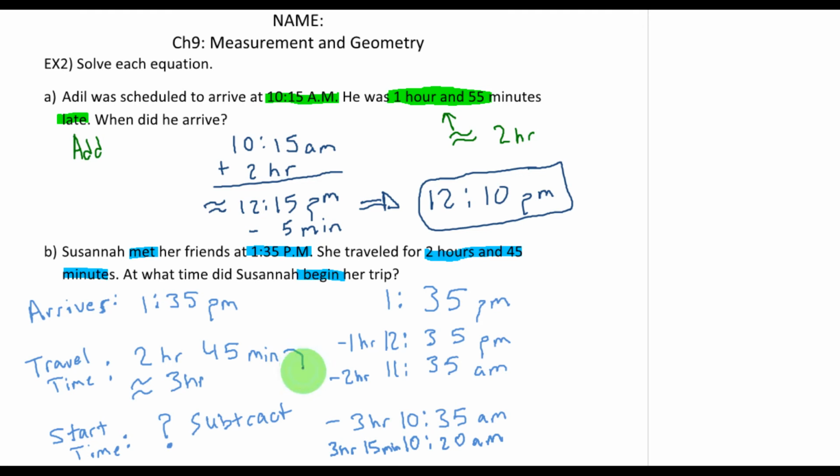We know that 2 hours and 45 minutes is somewhere in between 2 hours and 3 hours. So rather than subtracting 15 minutes, let's add 15 minutes to 10:35. So this is the wrong time. We want to add 15 minutes to 10:35, which will give us a value of 10:50 a.m. So let's box this information up here. Her starting time is 10:50 a.m.